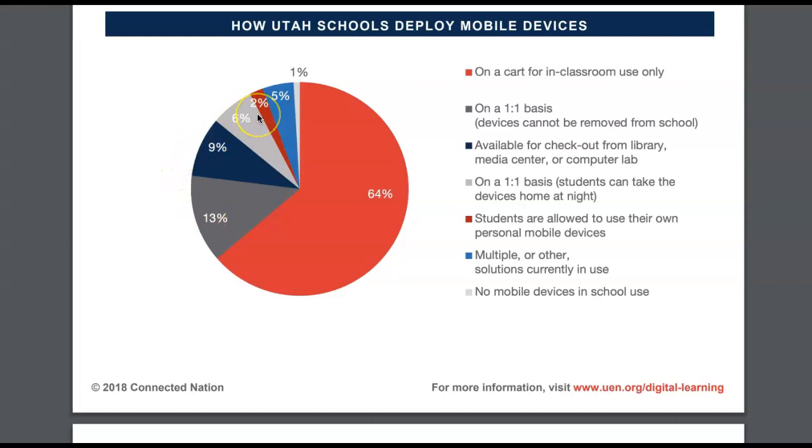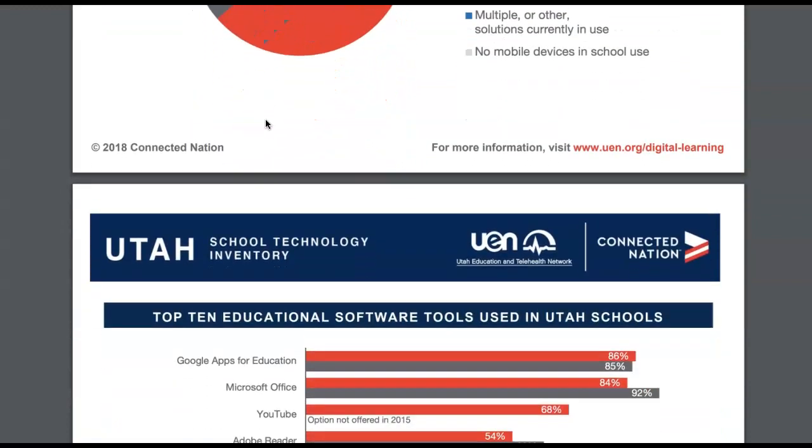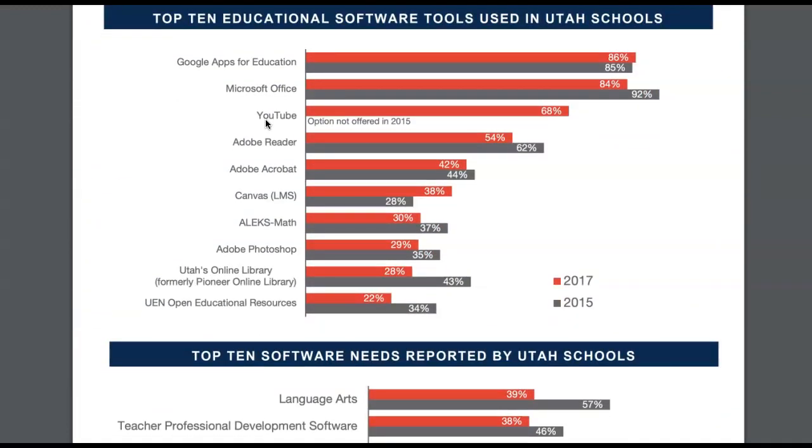And a very small percentage of students, looking over here, are able to take their devices home. So we see that in Park City and Wasatch, in particular, where the kids actually have a device assigned to them that they take home. Okay. Notice only 2% are allowed to use their own personal mobile devices, and there are reasons for that that we'll discuss as we go.